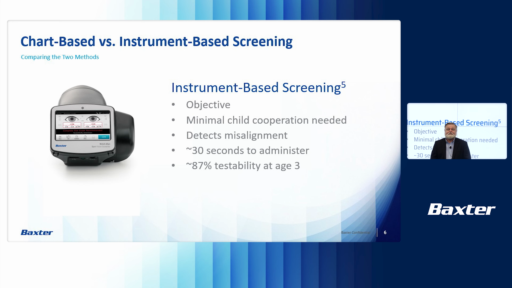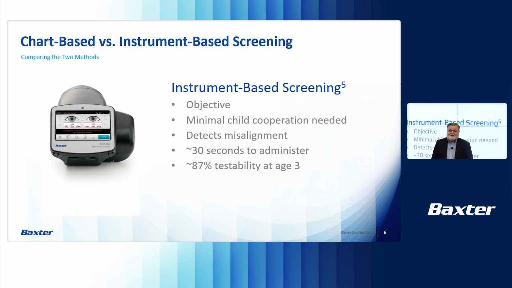Instrument-based vision screening takes a different approach. It's objective, meaning the results don't rely on verbal responses or the child's ability to understand instructions. This makes it ideal for younger children, nonverbal patients, or those with developmental or behavioral challenges. It requires minimal cooperation, just a few seconds of a child looking at a target, so completion rates are much higher. In fact, at age 3, instrument-based screening can achieve around 87% testability, compared to only 39% with charts.